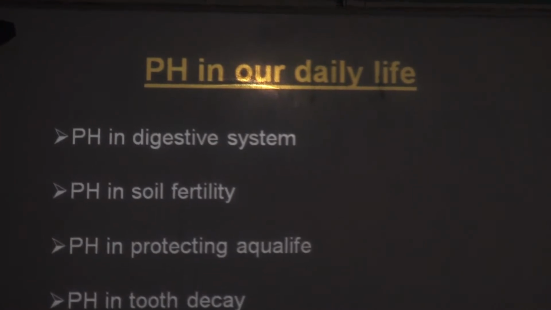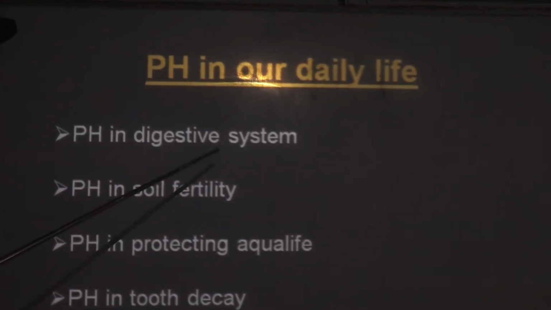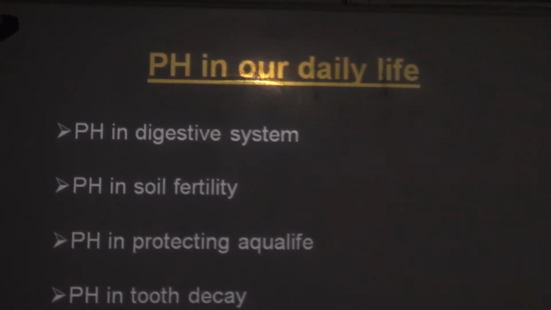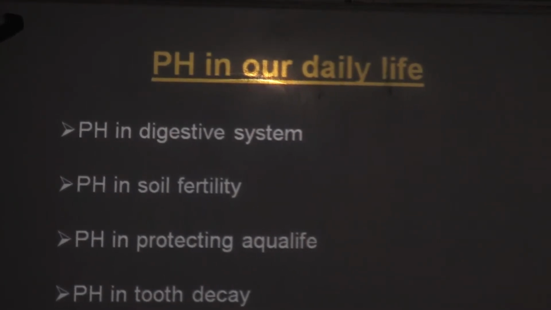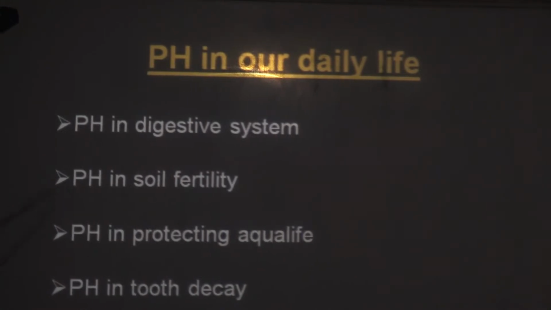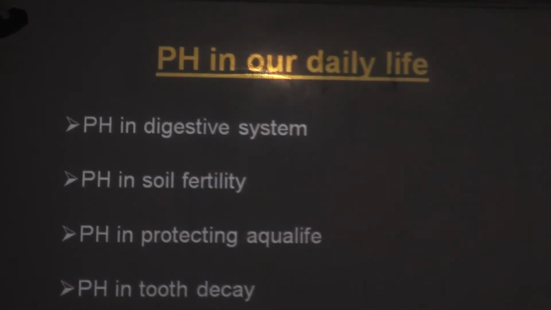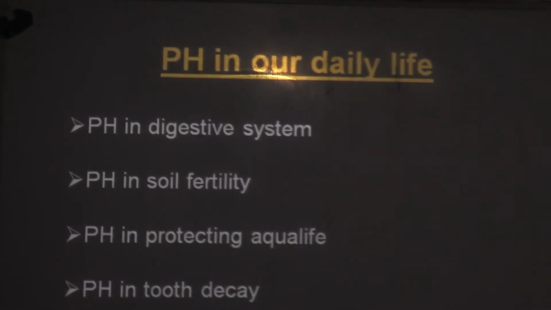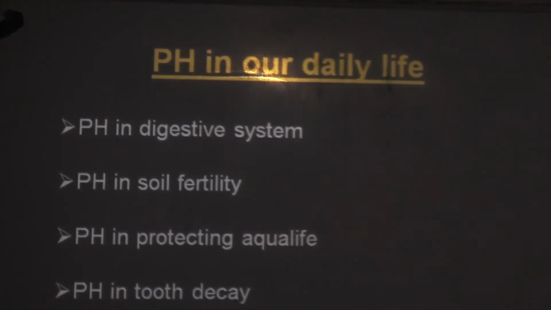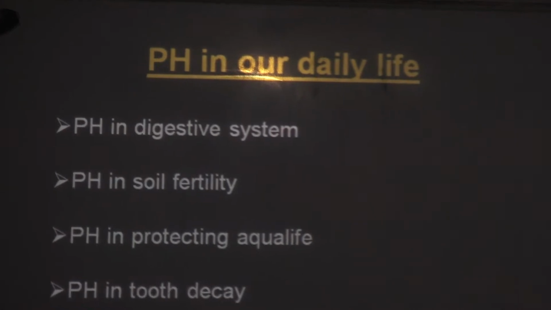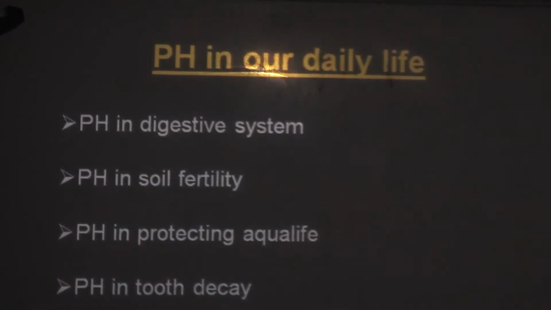Next. What is the use of pH in our daily life? This is the most important thing. We can see pH in our digestive system. Sometimes we feel indigestion and we take some basic substances like antacids. And pH in soil fertility. Some soil will be tested for pH. If the soil is acidic, some bases are added to neutralize it. And if the soil is basic in nature, then some acidic substances are used to neutralize it.